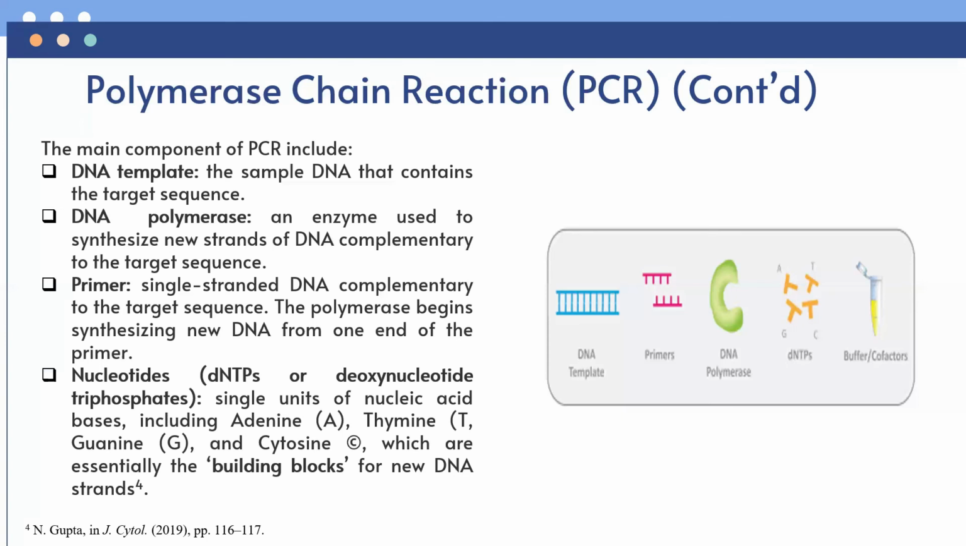And the last is nucleotide, or dNTP, or deoxynucleotide triphosphate. This part is a single unit of nucleic acid base, including adenine, thymine, guanine, and cytosine, which are essential, the building blocks for the new strand of DNA.